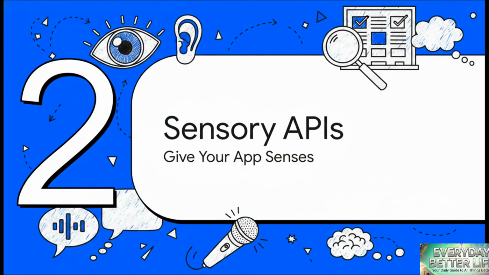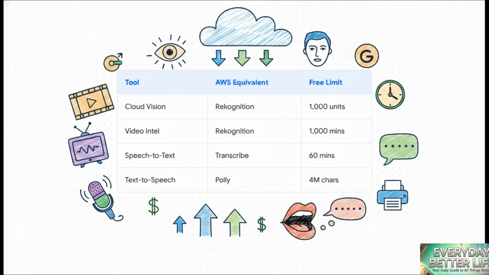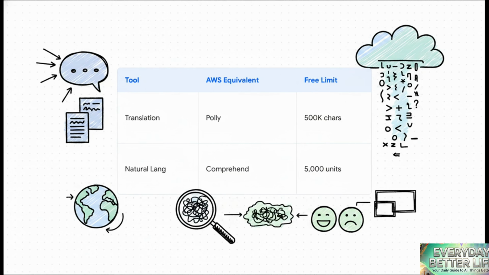All right, moving on to phase two. Sensory and language APIs. Because once you have the brain, it's time to give your app some senses. Let's give it eyes and ears. Google's monthly sensory limits are shockingly generous, especially when you compare them to competitors like AWS. You get 1,000 image detections and a full 60 minutes of audio transcription. But for me, the real jaw-dropper here, 1,000 free minutes of video intelligence analysis and 4 million characters of standard text-to-speech every single month.